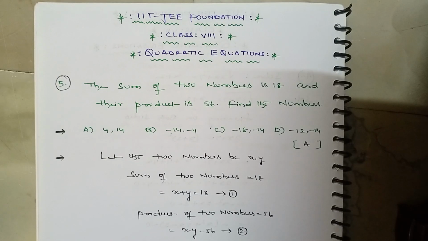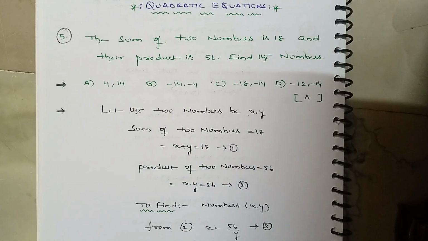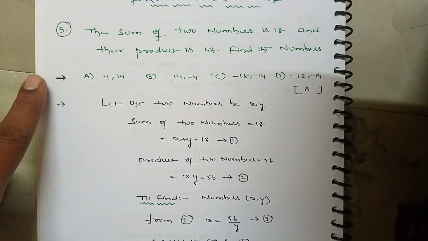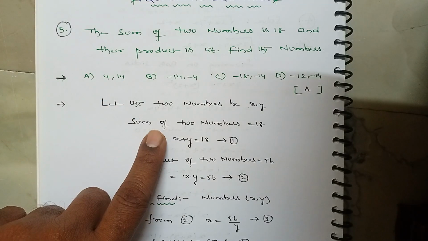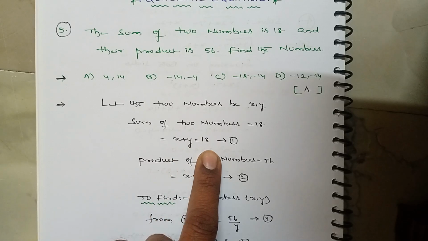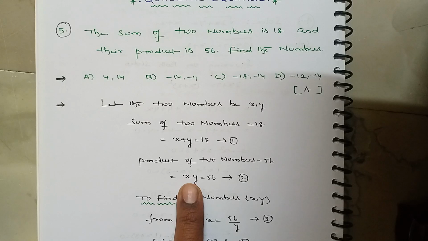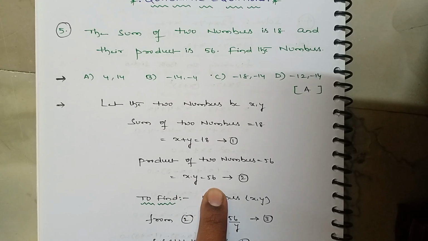So here we don't know those two numbers, right? So let the two numbers be x comma y, and the given condition is the sum of two numbers is 18. So we can write x plus y is equal to 18, and the product of the numbers is given as 56. Product means into, that is x into y equal to 56. That is equation 1. This is equation 2, guys.